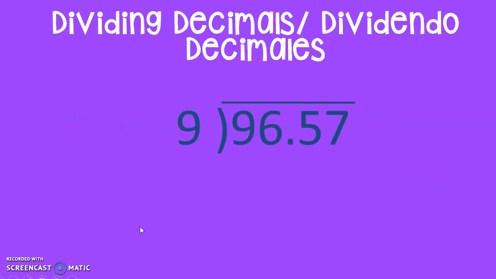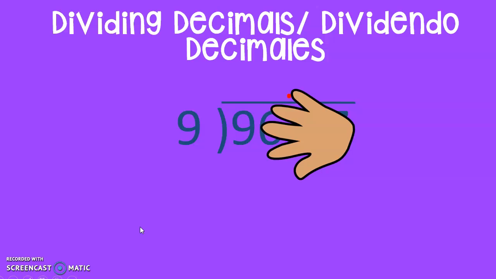Let's do one more. I'm going to divide 96 and 57/100 divided by 9. Vamos a dividir estos números. First thing you do, la primera cosa que hacemos, decimal straight up. El punto directamente para arriba. Now we can get started. I'm going to cover all my numbers and I'm going to look. How many times does 9 fit into 9? ¿Cuántas veces cabe el 9 adentro del 9?